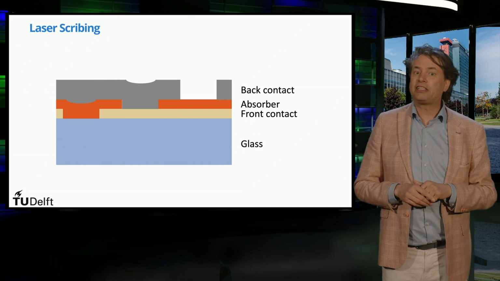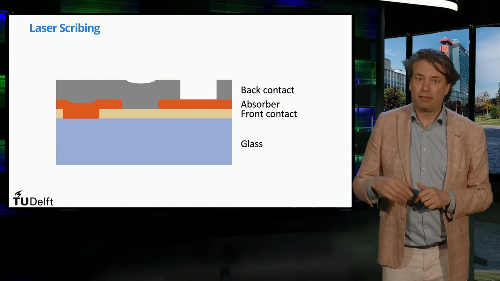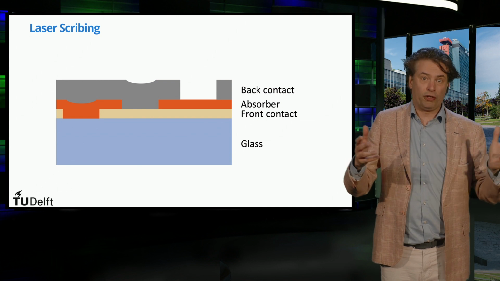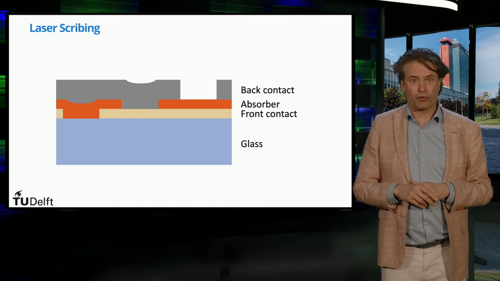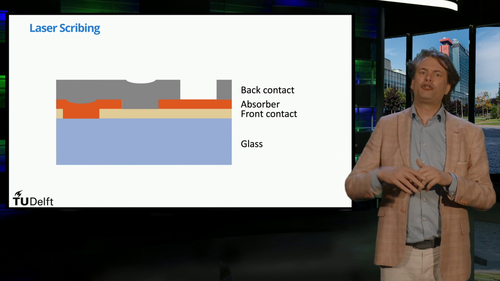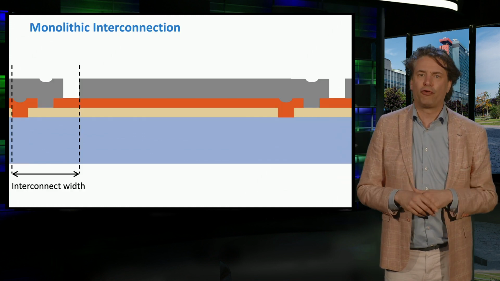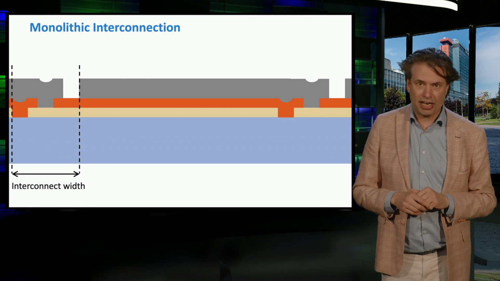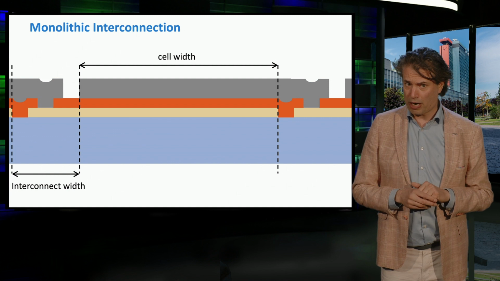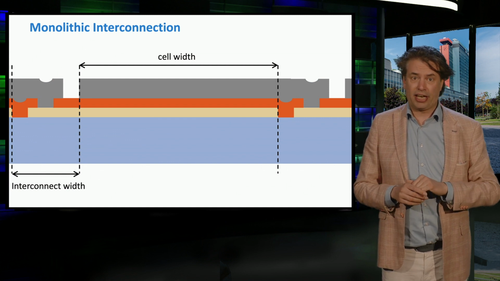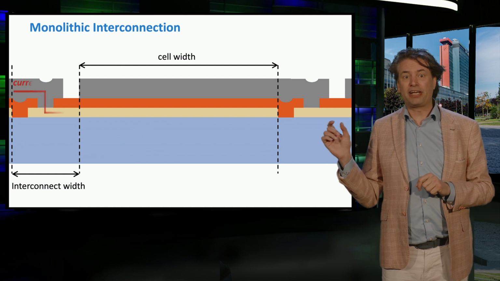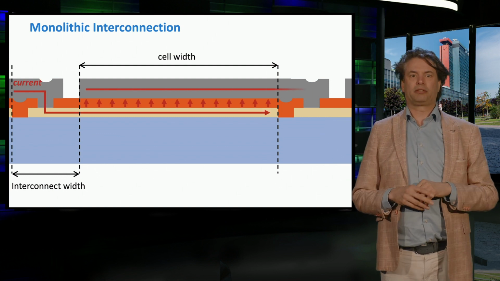Similarly, the P3 scribe forms an insulating gap in the metallic back contact. The P2 scribe, however, that is also filled with metal, forms a highly conductive connection between the front and the back contacts. If we zoom out, we can see how the current flows through the P2 scribe and connects the individual cells in series. The area in which the laser scribes take place is called the interconnection width. The cell width is defined by the P3 and the P1 scribes.